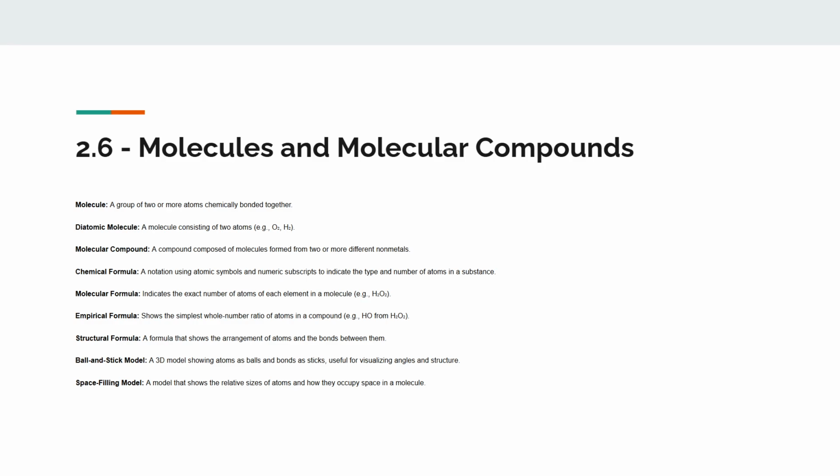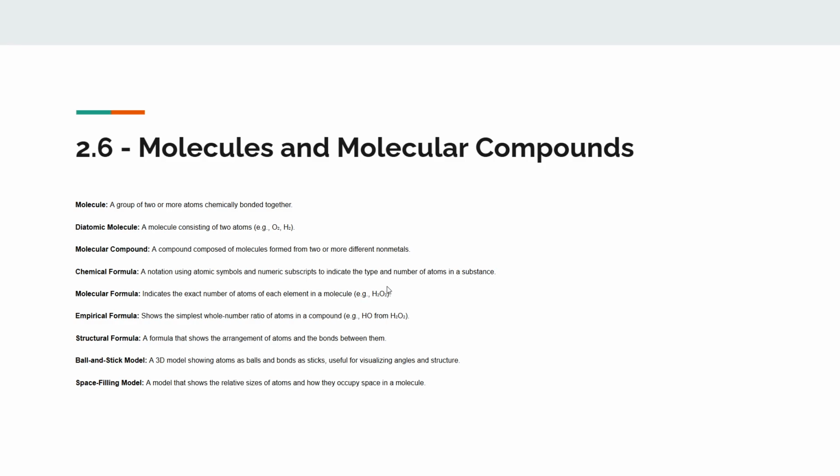A chemical formula uses atomic symbols and numeric subscripts to indicate the type and number of atoms in a substance. I'll get to that later, where I'm just going to show you a little bit of stoichiometry and how a chemical formula is used. A molecular formula indicates the exact number of atoms of each element in a molecule, such as hydrogen peroxide over here. An empirical formula shows the simplest whole number ratio of atoms in a compound.